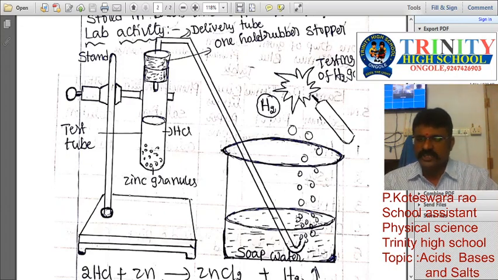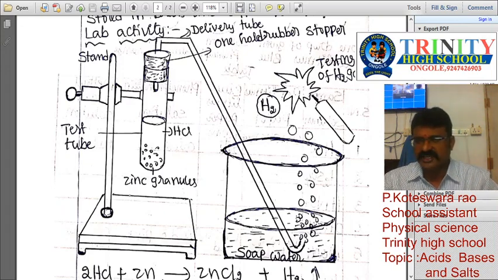How can you identify the gas that is being eliminated here? Air bubbles are coming. But yesterday I already told you some confirmation tests for gases. That is what we want to use here. Air bubbles are coming, and we want to test that gas. How is it possible to test?